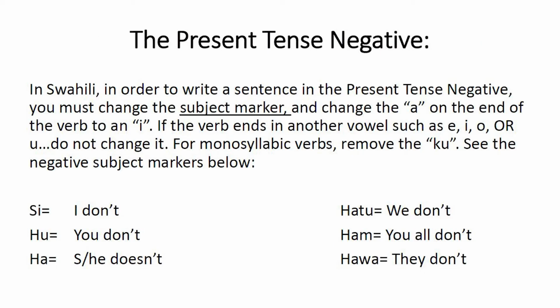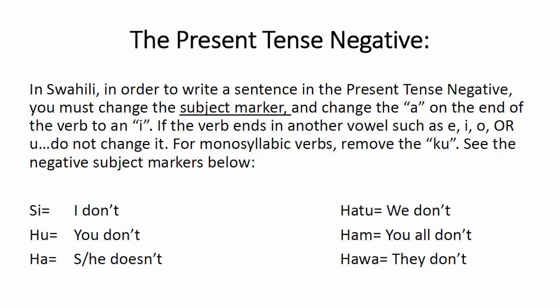Okay. Now we want to do the present tense negative. And in doing the negative, we undo what we did. So, in Swahili, in order to write a sentence in the present tense negative, you must change the subject marker and you change the A at the end of the verb to an I. But if the verb ends in another vowel, such as E, I, O, or U, you don't change it. And for monosyllabic verbs, you remove the ku, take the ku off. Don't let it stay when it's in the present tense negative.